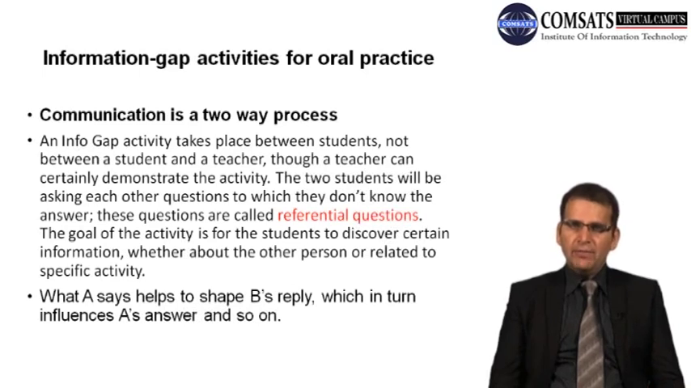So in information gap activities, what happens? The two students will be asking each other questions to which they don't know the answers. These questions are called referential questions. We will see in the next slide what referential questions are. So what is the goal of this activity? For the students to discover certain information, whether about the other person or related to a specific activity. For example, there are two students, one has been to Canada and the other has never been to Canada. The one who has been to Canada knows much about Canada. He knows there are 10 provinces in Canada, but the second person has never been to Canada, so he doesn't know anything.